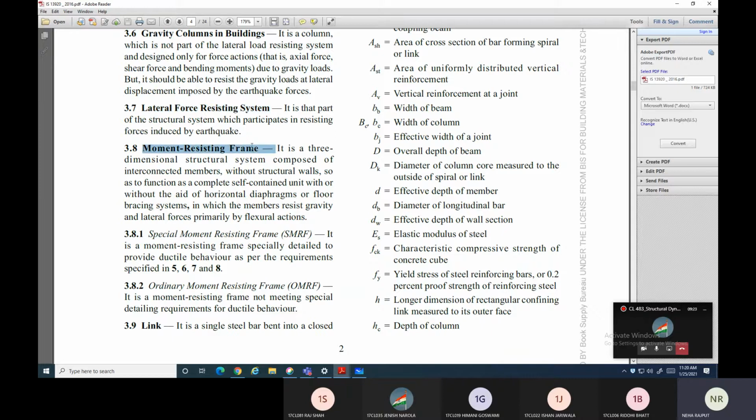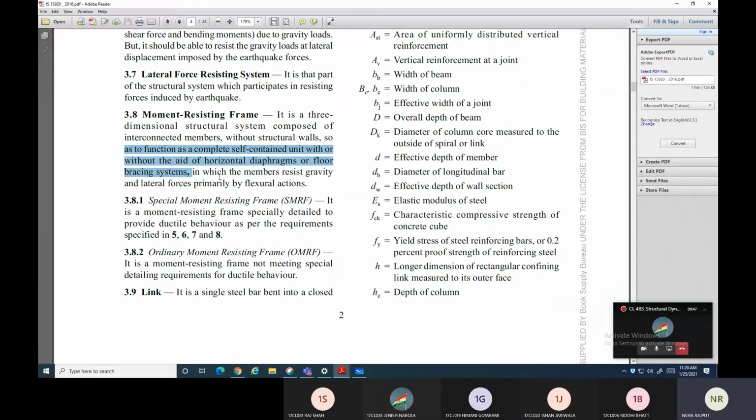Then moment resisting frame. It is a three-dimensional structural system composed of interconnected members without structural wall. Only the frame is there, no wall is there. So as no structural wall is there, it functions as a complete self-contained unit with or without the aid of horizontal diaphragm or floor bracing system. Right, so this is the moment resisting frame.